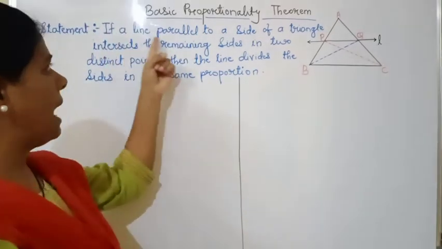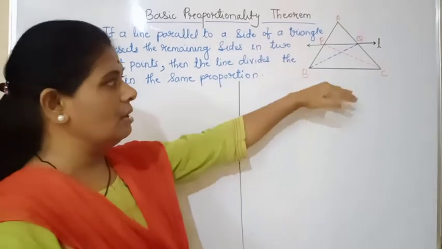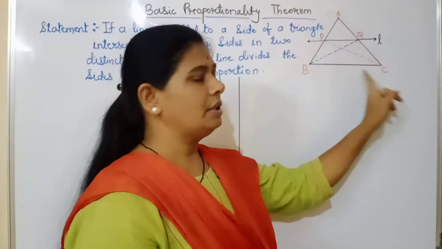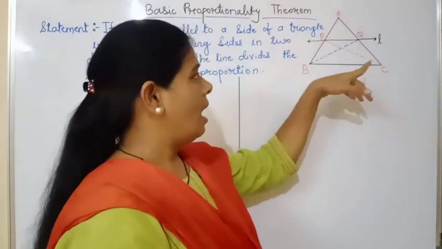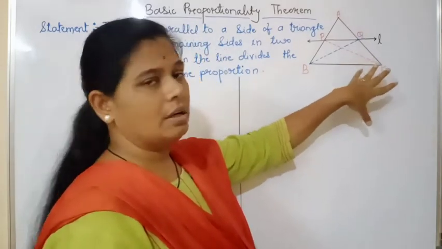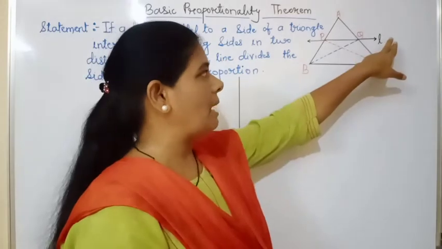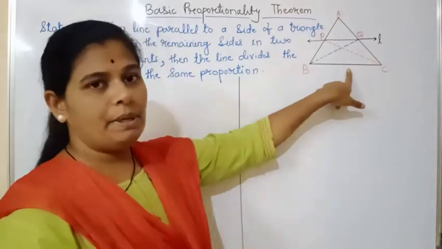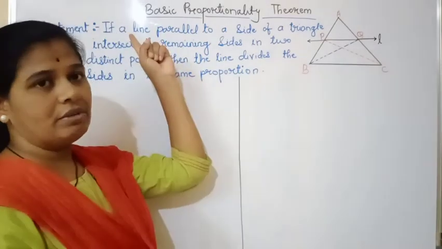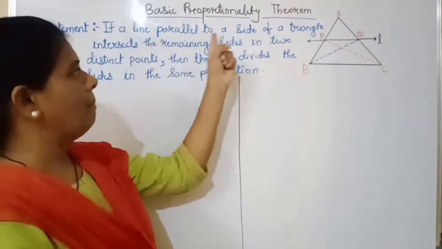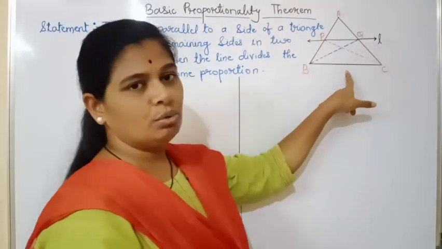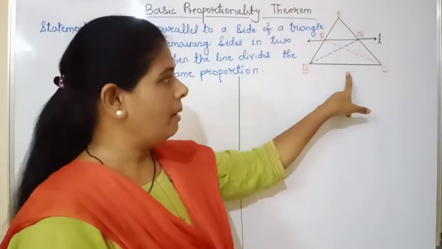That is, if a line parallel to a side of a triangle. You can see the diagram which I have drawn. I have drawn the triangle ABC, and in this triangle we are able to see one parallel line, that is the line L parallel to the side BC. So line L is parallel to the side of a triangle, that is the side BC.